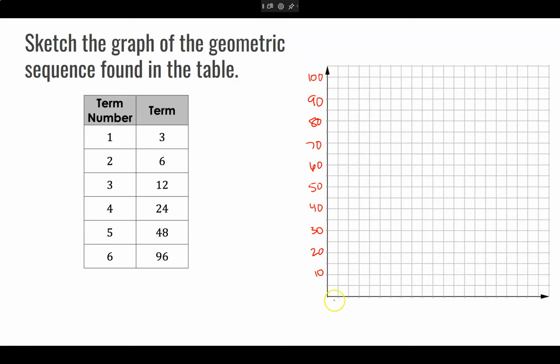And then below, I'm going to skip every other line and count by ones. Go up to term 6. So this is our term number, which is the n. Over here, this is the actual term itself. So this is a sub n. That's the whole value. I'll give you a second to set that up.